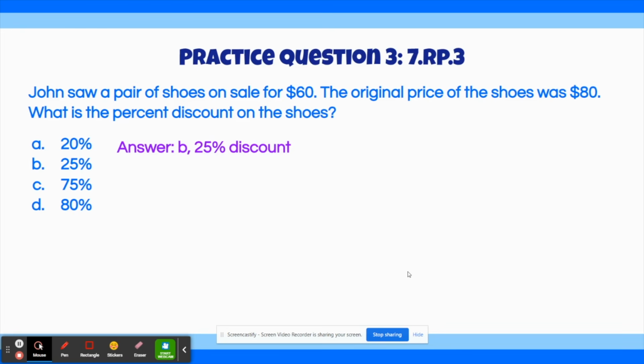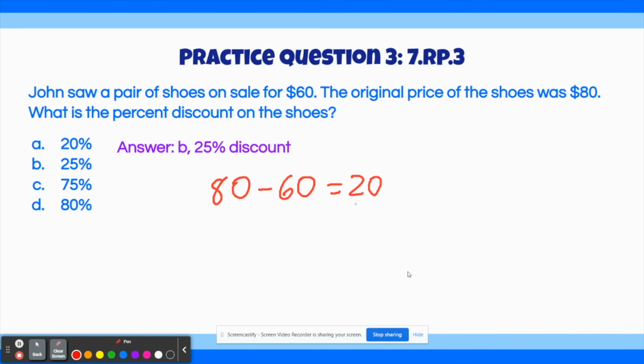Okay, so the answer was B, a 25% discount. If you got it correct, you can use the timestamp to skip to the next question. We can start off by finding how much money the discount was. So the original price is $80 and the final price is $60. So we do 80 minus 60 to see that we get a $20 discount on the shoes.